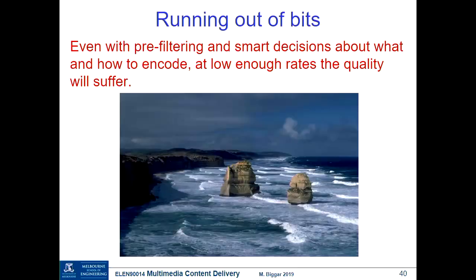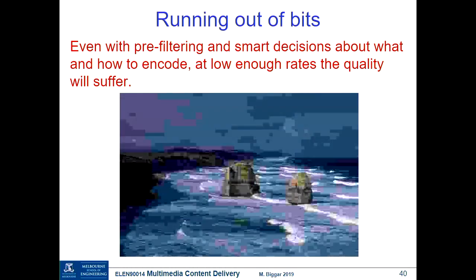Okay. So what do we do if we're running out of bits? If we've done our adaptive filtering and tried to get rid of noise, and we've done our look-ahead statistical analysis to try to allocate bits as best we can, but we're in some application where we're trying to reduce the bit rate to the point where if we just keep on compressing the data, then we end up with a terrible picture, something like this.